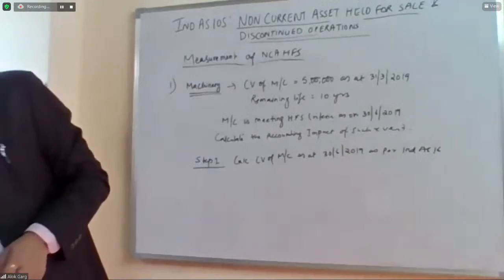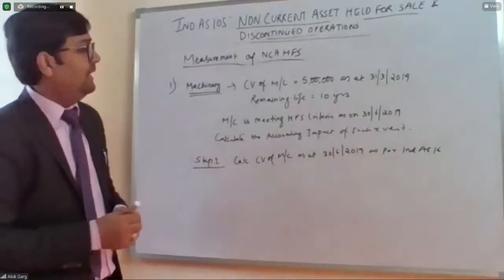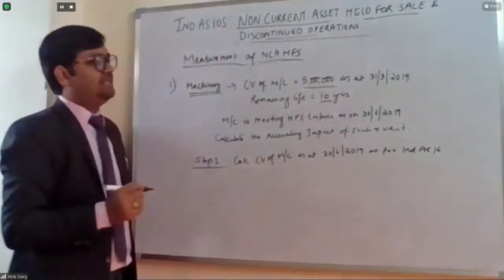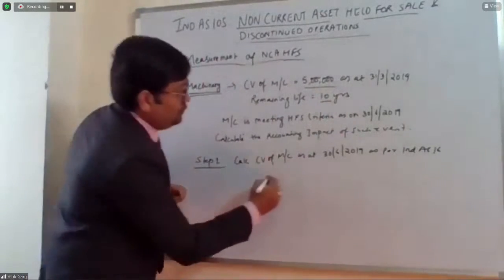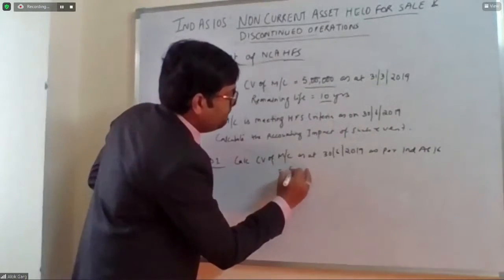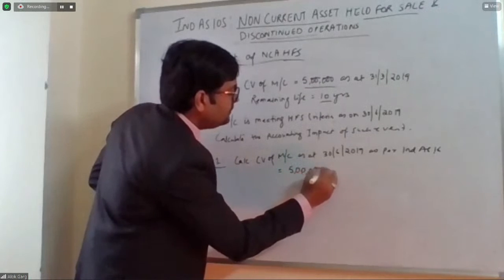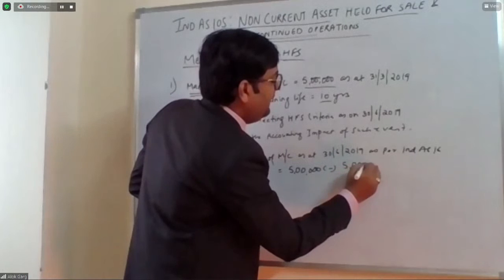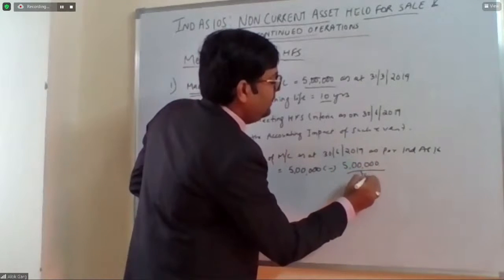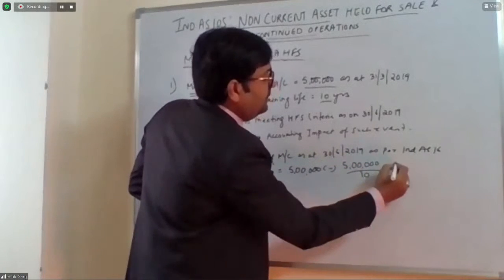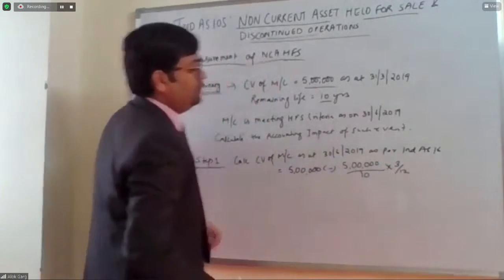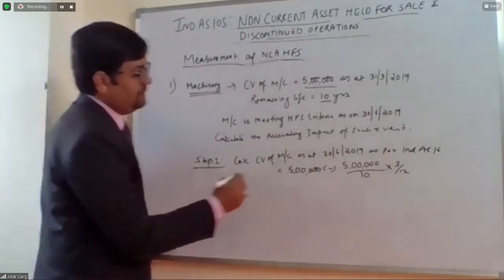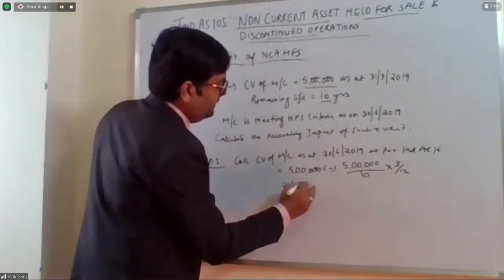So it is 487,500. Because the remaining life is 10 years, it means per annum depreciation is 50,000. 5 lakh divided by 10 multiplied by 3 by 12. So 50,000 divided by 4, 12,500. So it becomes 4,87,500.